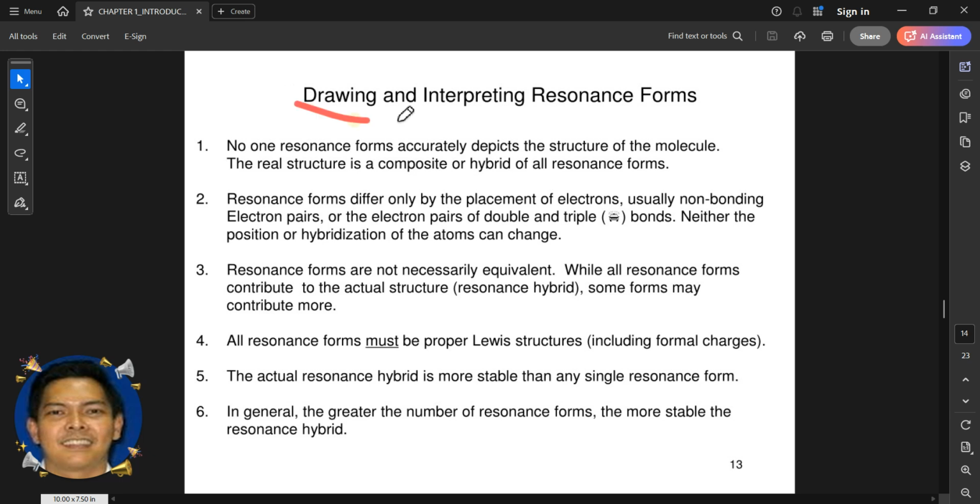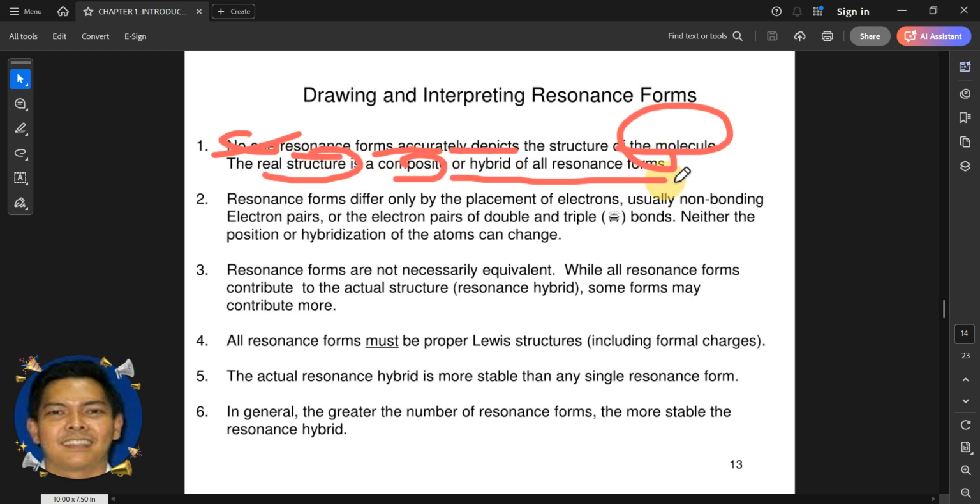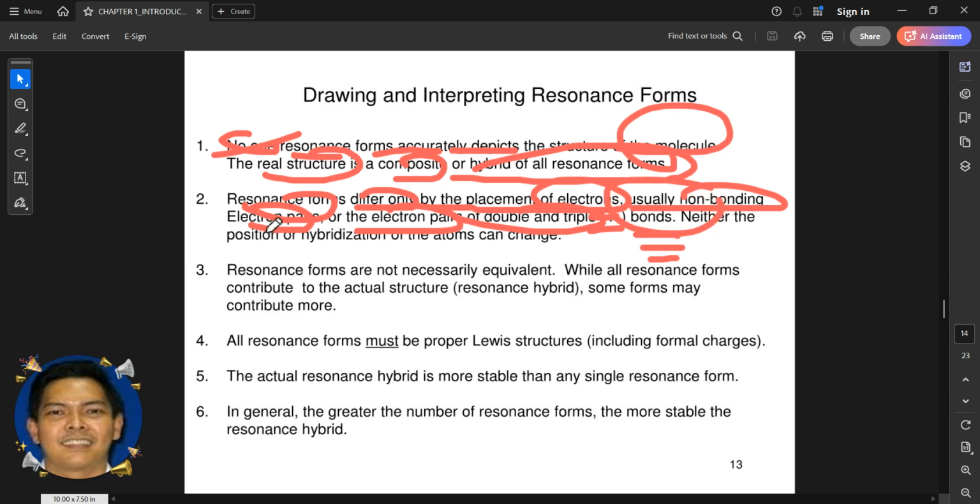Okay, so how are you going to draw and interpret the resonance forms? This is the step-by-step guideline for drawing and interpreting resonance forms. No one resonance form accurately depicts the structure of the molecule. The real structure is a composite or hybrid of all resonance forms. Resonance forms differ only by the placement of electrons, usually non-bonding electron pairs or electron pairs of double and triple bonds.